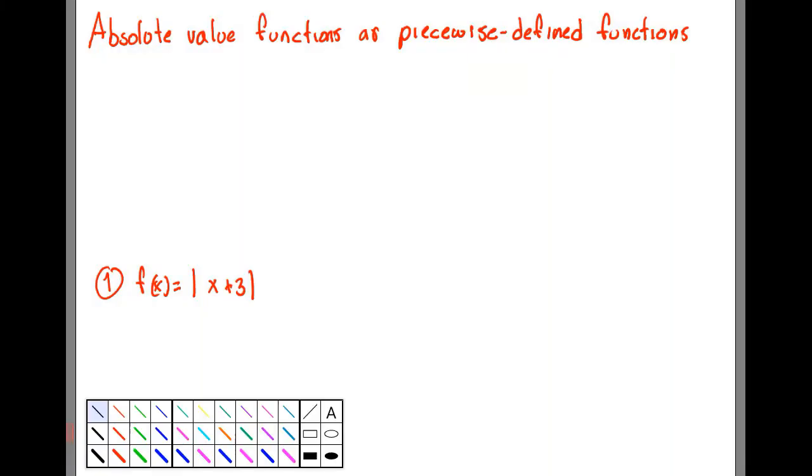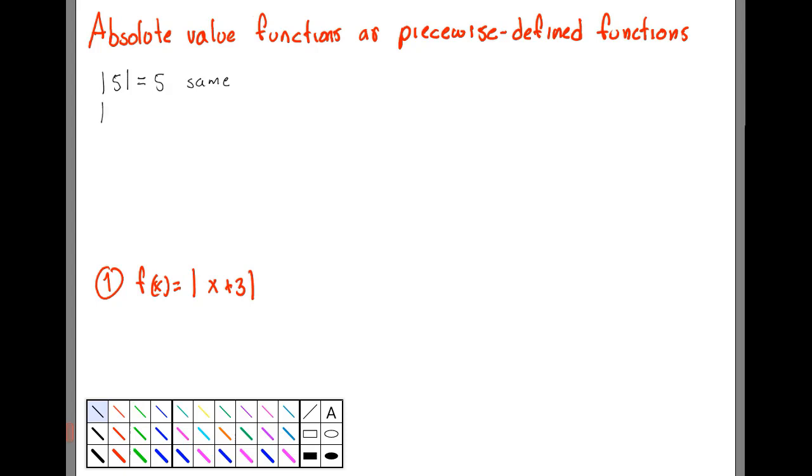Hello guys, in this video I will show you how to express absolute value functions as piecewise functions. First of all, we need to remember what absolute value is. Remember, we express absolute value with bars, and the absolute value of a positive number, in this case 5, is the same number. The same, that is for a positive number.